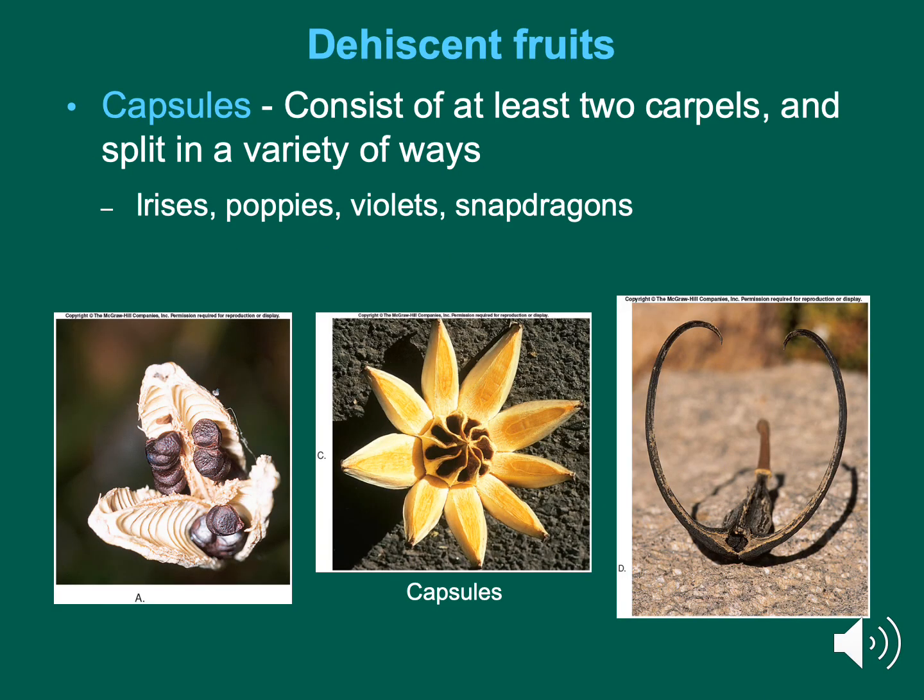Another type of dehiscent fruit are capsules. These are fruits that basically open to explode the seeds out. This includes things like poppies.